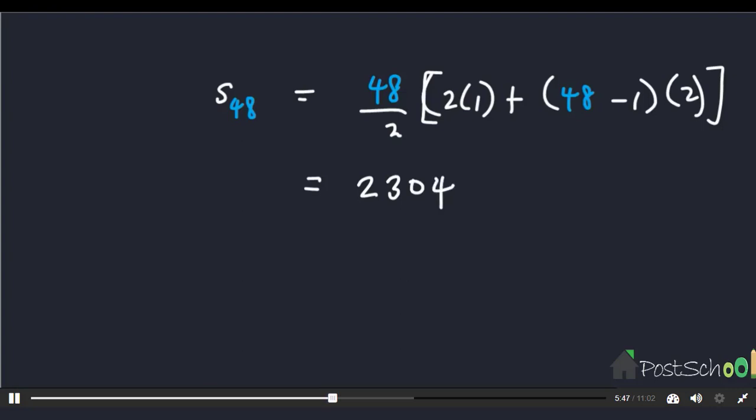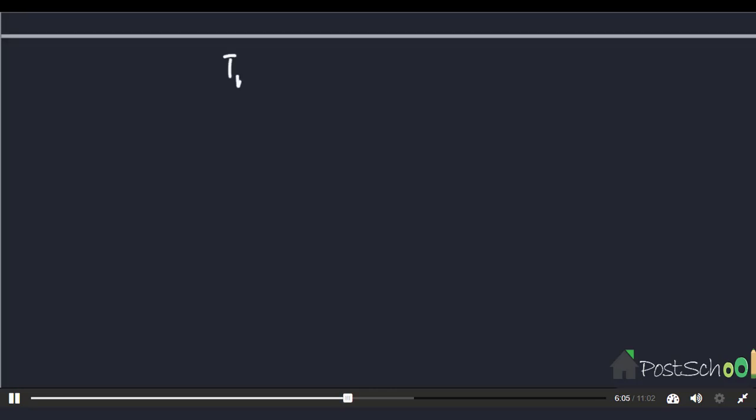I'll get 2304, right? So that's how easily we just calculate the sum of any terms in this series. Alright, so now let's try to phrase the question a little bit different. As you saw, when we were calculating Tn, we used the general formula, which was Tn equals 2n minus 1. We can use this general formula to calculate the value of any term, like T21, T48, and so forth.